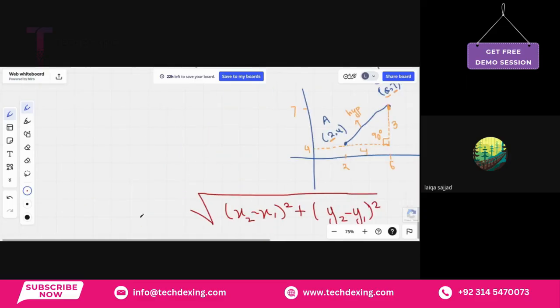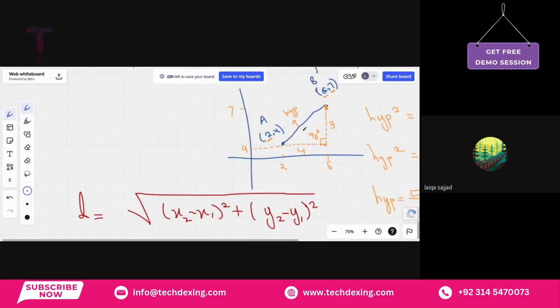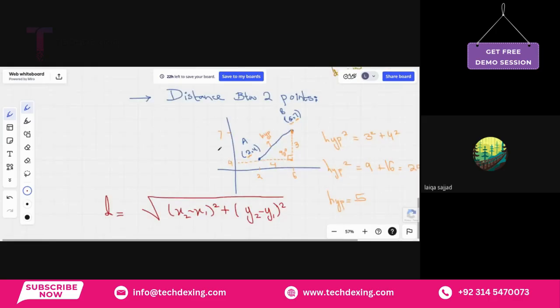So this is how we find the distance between any 2 points. This is the formula that we use, and this is the derivation. This is the logic of where we got this formula from. This is the reason behind it.